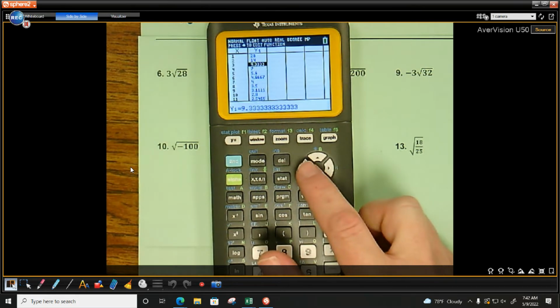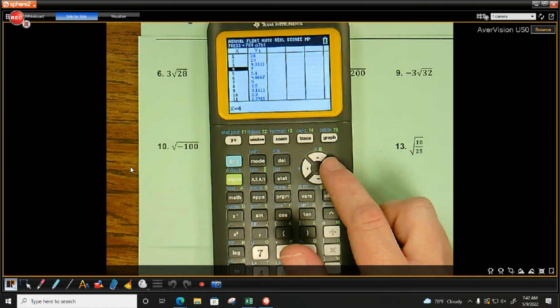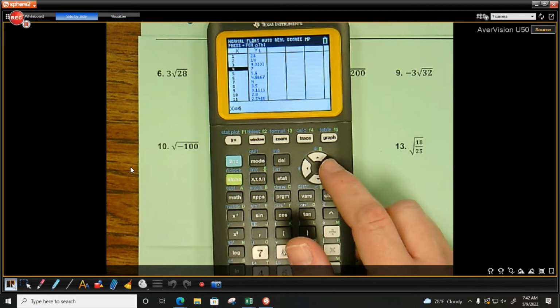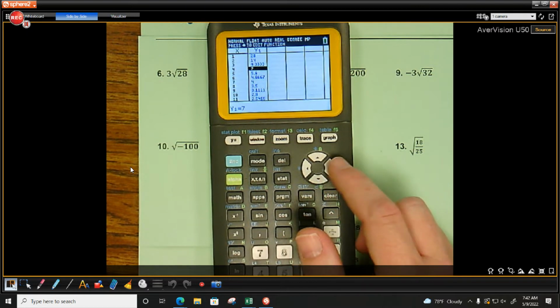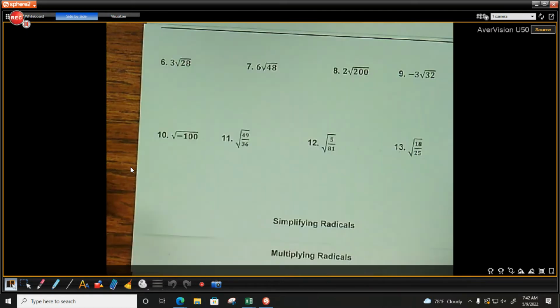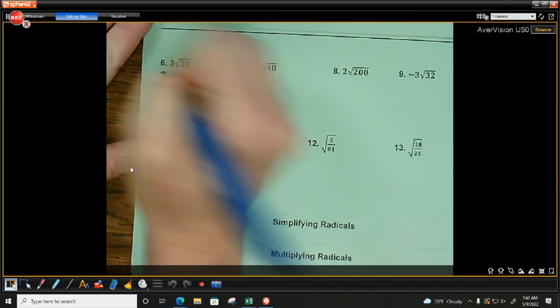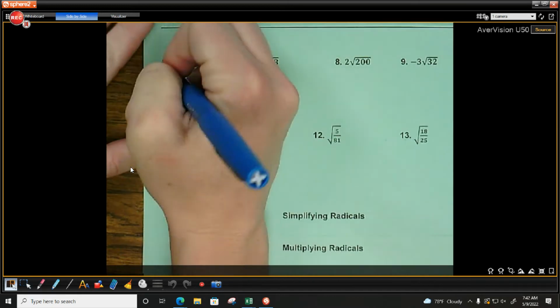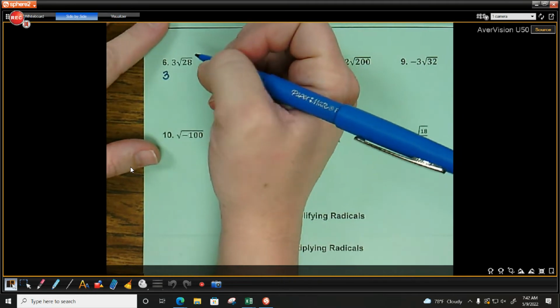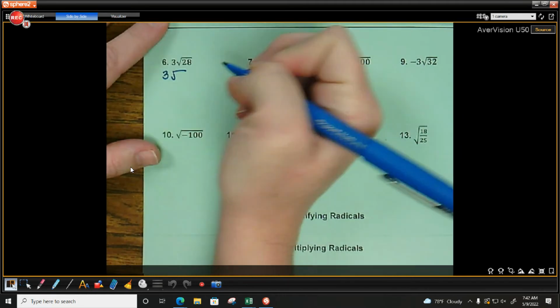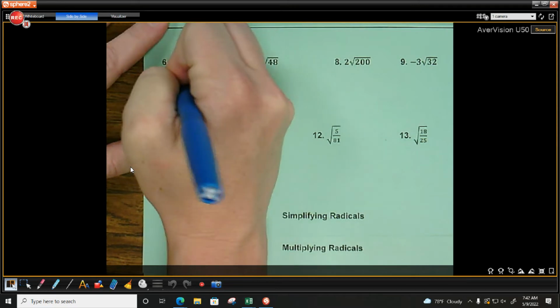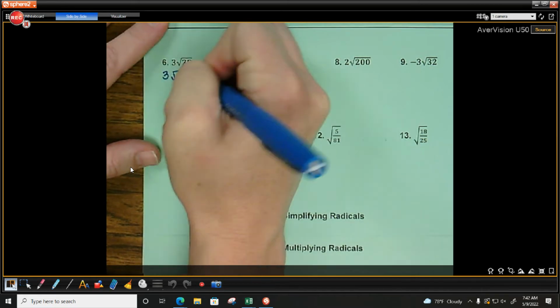Skip because I have a decimal. 4 and 7, are either of those on my list? Yeah, 4 is. And what is 4 paired with? 7. And 7 is a prime number, so I know that 4 is the largest perfect square. So what I'm going to do, keep your 3 out in front. And how am I going to split up the square root of 28? Very good. Square root of 4, square root of 7.